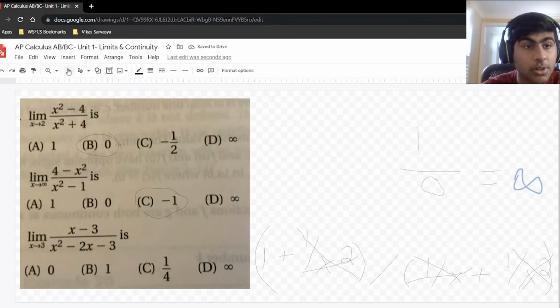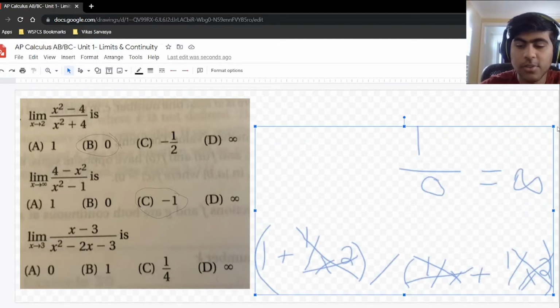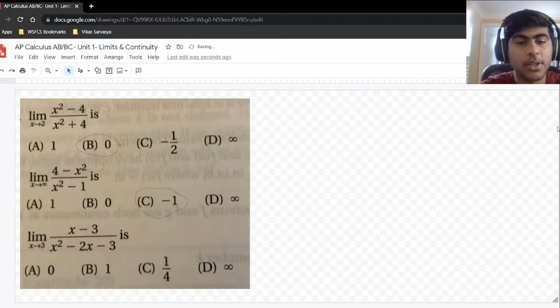In general, if you have a limit where the degree of the numerator is bigger than the degree of the denominator, your limit will be equal to infinity at a limit going to infinity. And you apply the same concept with limits going to negative infinity. The signs are obviously going to change, but it's the same idea.